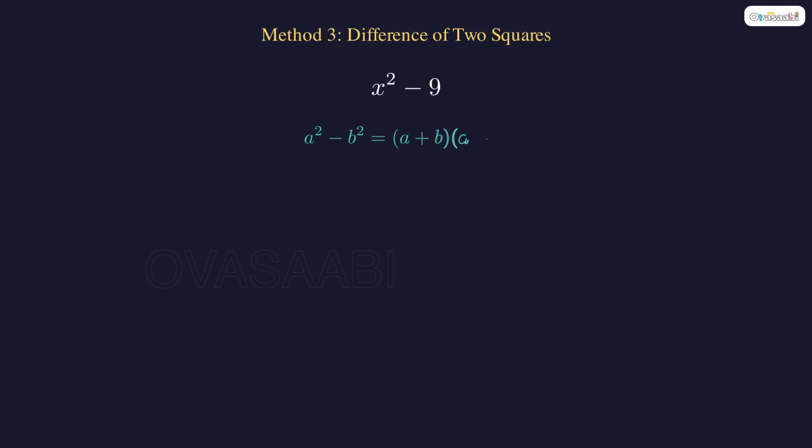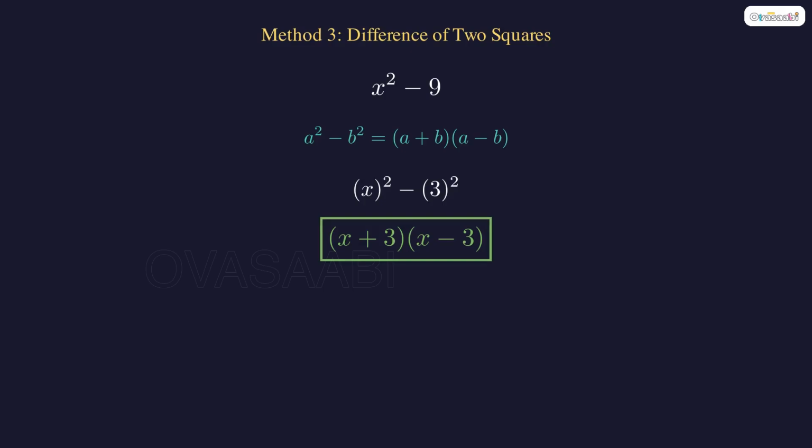Method 3. Difference of 2 squares. If you see one square minus another square, it factors into 2 brackets, (a plus b) times (a minus b).